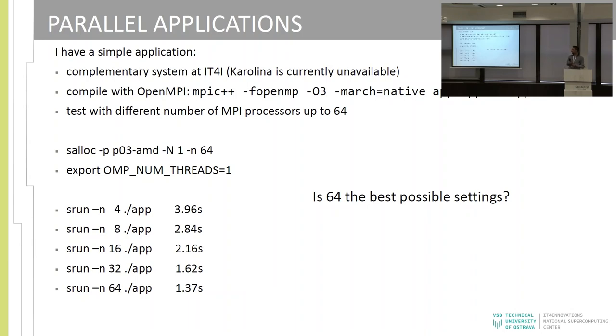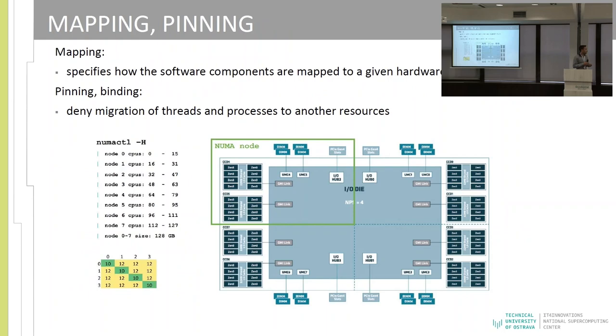But is it true? Am I missing something? It is not scaling properly, and why not? I will describe it later, because what I am missing is mapping and pinning. If I run this application in the following way, my application is mapped to the hardware resources randomly. So how can I improve the performance of my application? In order to do it properly, I should look more closely at the hardware, and I should correctly set mapping and pinning.